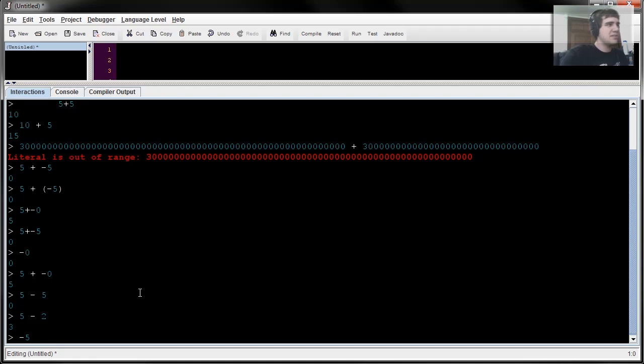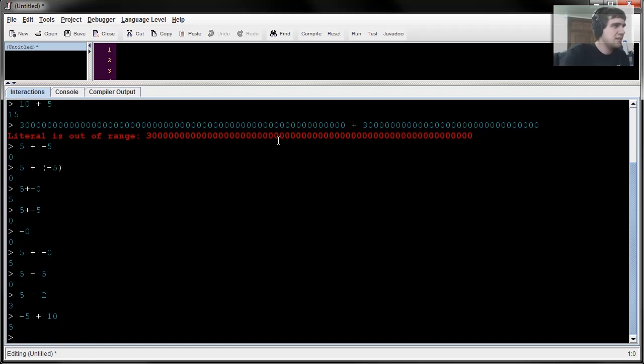But if I just have a right hand side, no left hand side, or say I had some other operator here, so it was like 5 plus negative 5, now it knows to treat this not as a minus but as a negative, because there's no left hand side. So I could say negative 5 plus 10. Of course, all these negative numbers work.